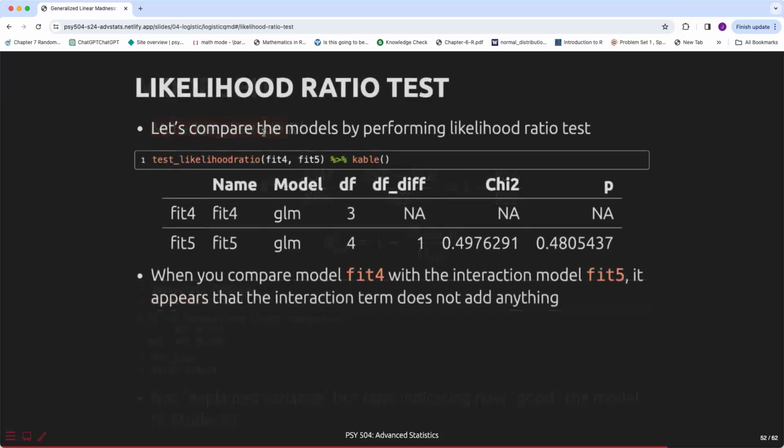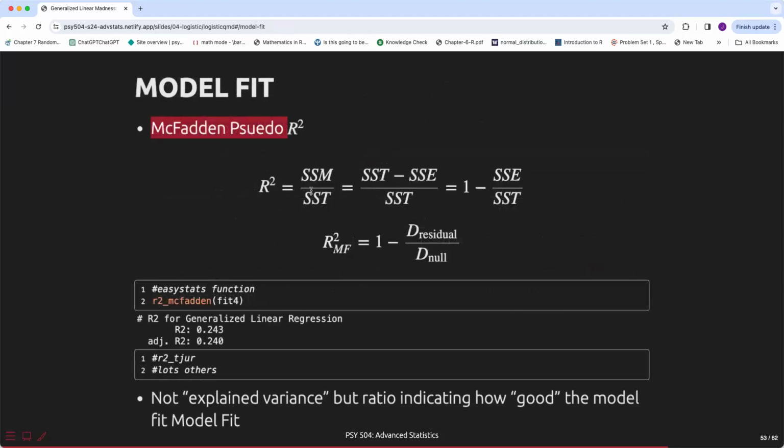So the model that we're going to go with is our main effects model, right? With female and BMI. So I wanted to talk a little bit about model fit. So how good is our model? When we're fitting a linear model, we can look at R squared, and we can use our sums of squares to calculate an R squared measure.